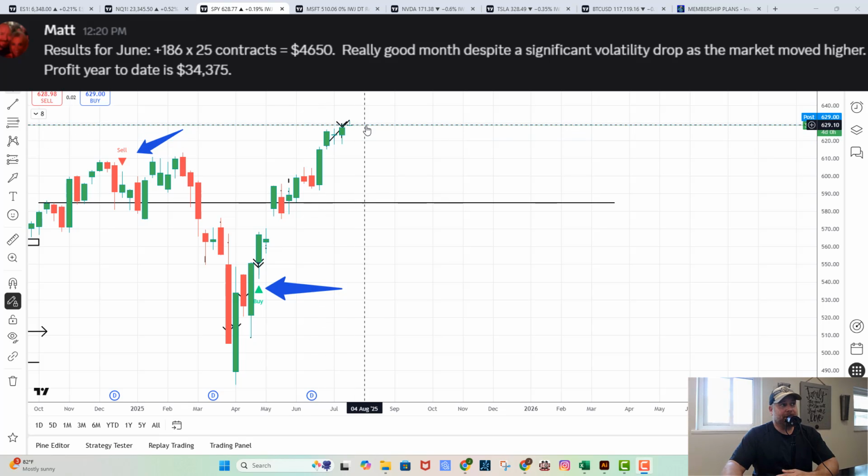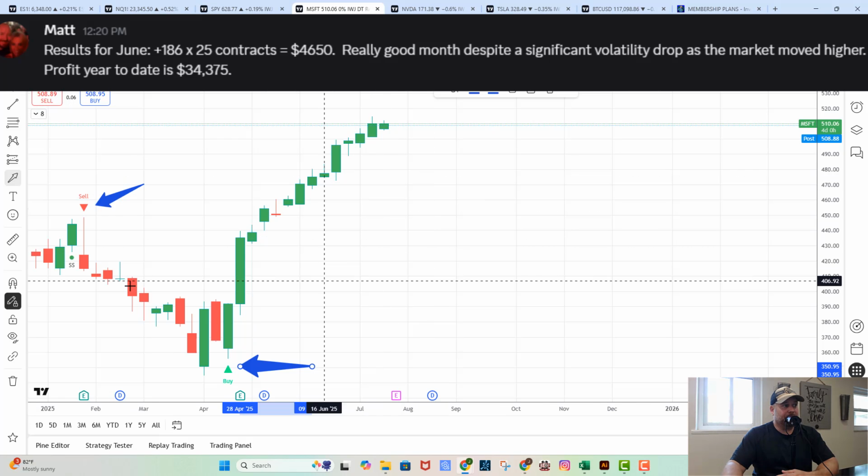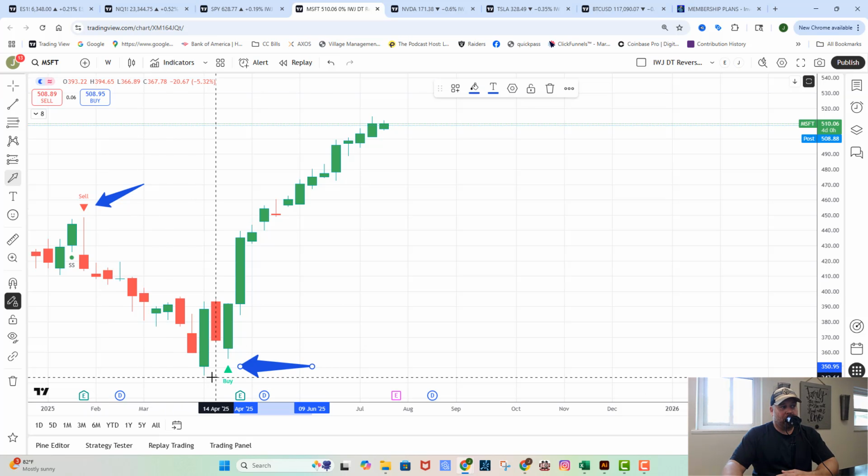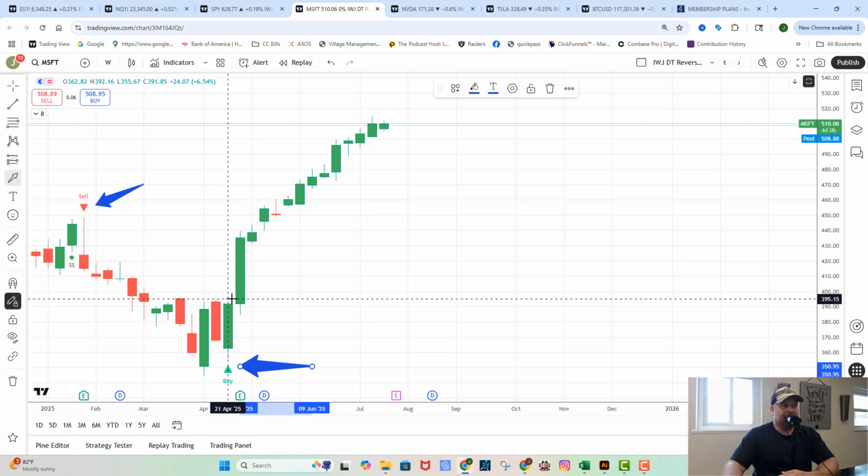If you like trading the Mag 7, we have Microsoft. Told you to sell back here. You get in at the close of the candle, which is down here at 416. It ran all the way down to 344. So that was basically 70 points of downside on a 400 stock you just dodged. Then you could buy back in at 391 or get options.